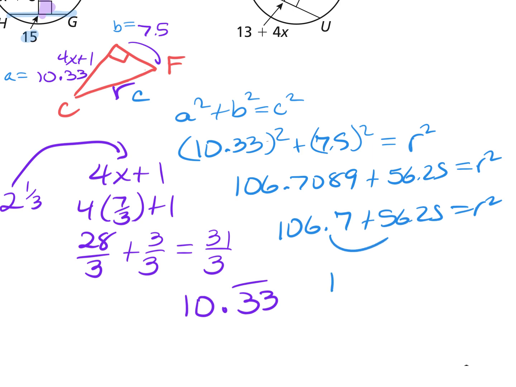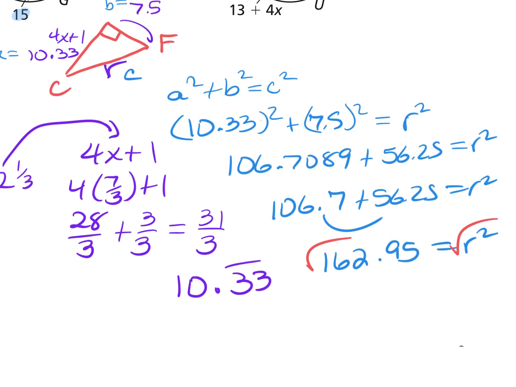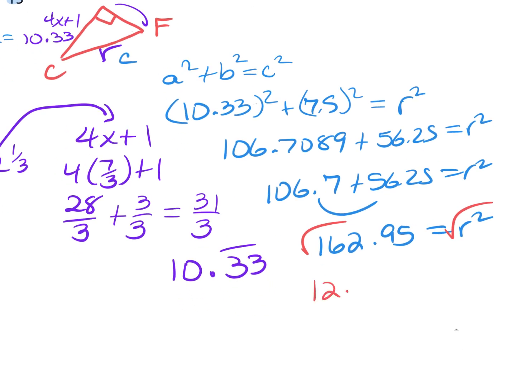And I get 162.95 equals R squared. I don't want R squared, I want R. So I'm going to square root it, and then round to the tenths place. So I get 12.765. It's going to keep going, but I'm going to round to the tenths place. So 12.8 is the length of my radius. Again, tomorrow it's going to be an integer. You're not going to have to round any decimals.